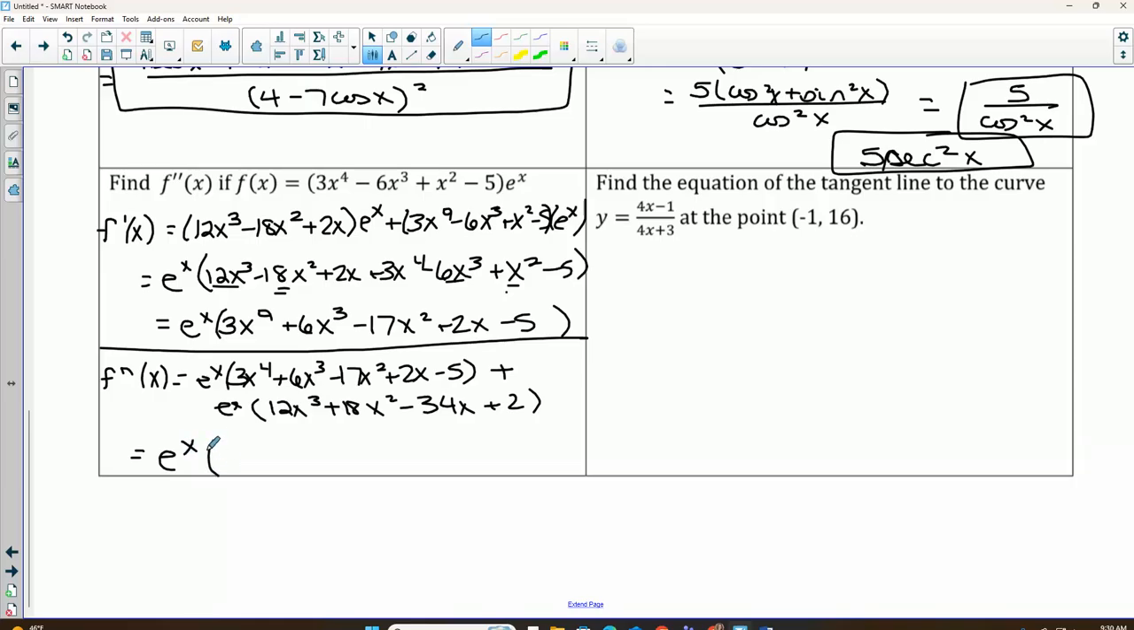Both terms have an e to the x, so if you take that out, you can just combine like terms. Is it okay if I just add like terms from here? So we'd have the 3x to the fourth, 18x cubed, plus x squared, minus 32x minus. Polynomials or derivatives get nicer as they go. Anything with an e to the x or a trig function typically doesn't.